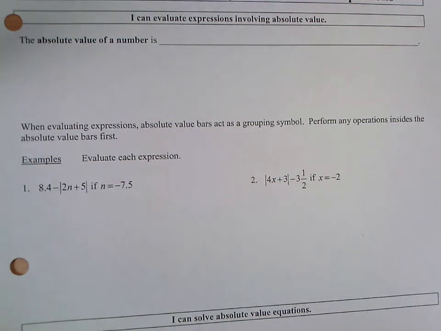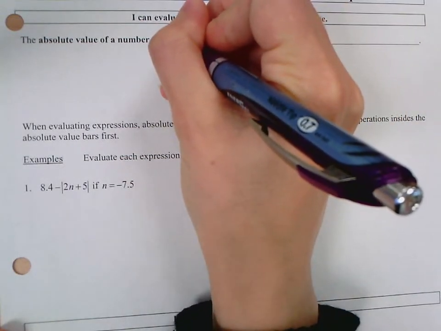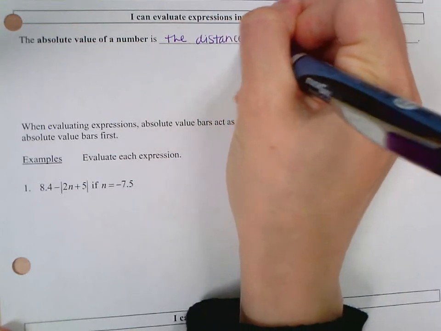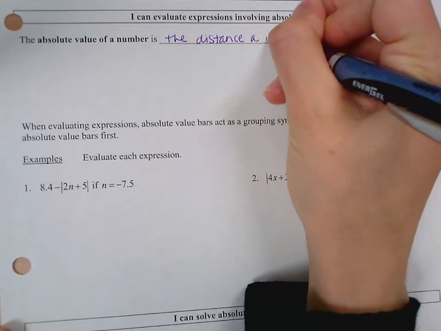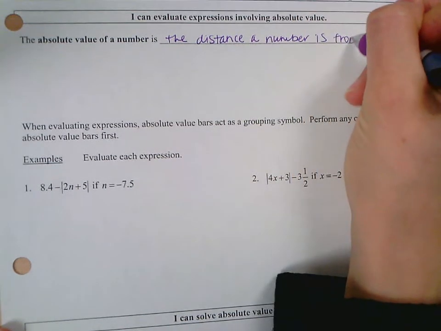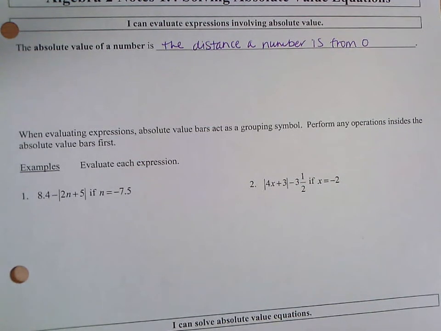Carter? Yeah. So it's the distance. How far a number is from 0. What are some things you know about absolute value?